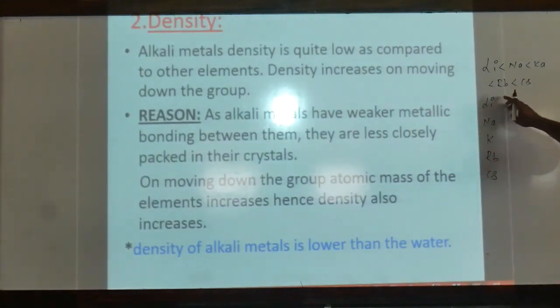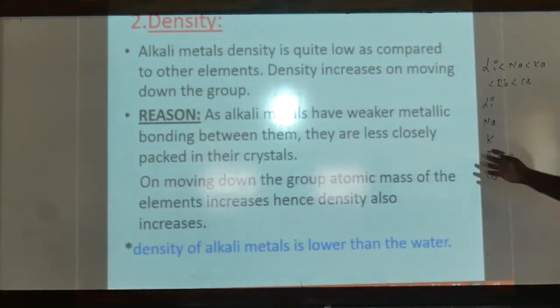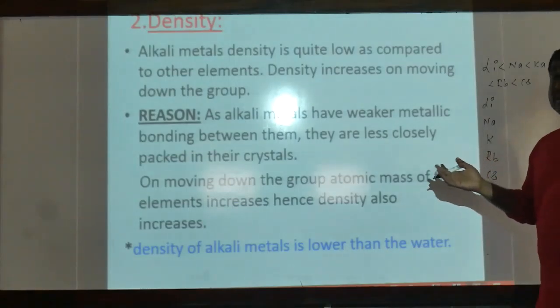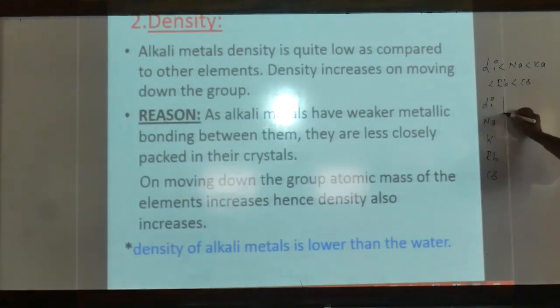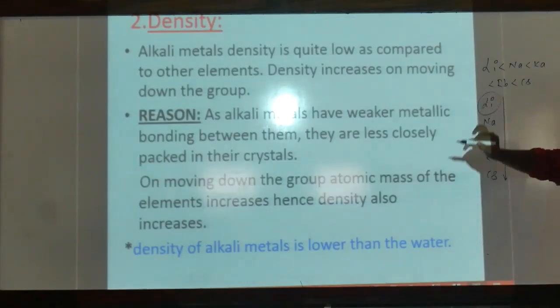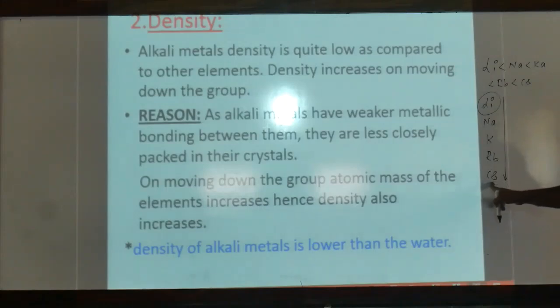So because the atomic mass increases, obviously the density will increase. Hence we are saying that from top to bottom, density will increase. Among these, lithium is the least dense and cesium is the most dense in the first group elements.